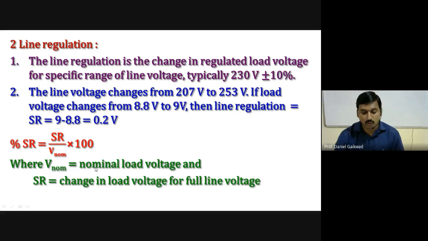So for nominal voltage, suppose we have 230 as the average value, and for 230 we ask how much the load voltage is. That is called V nominal. So for nominal AC voltage we have the nominal load voltage. We also have to do this in practicals, so we understand it better with the help of certain calculations. These are the formulas in case of line regulation.